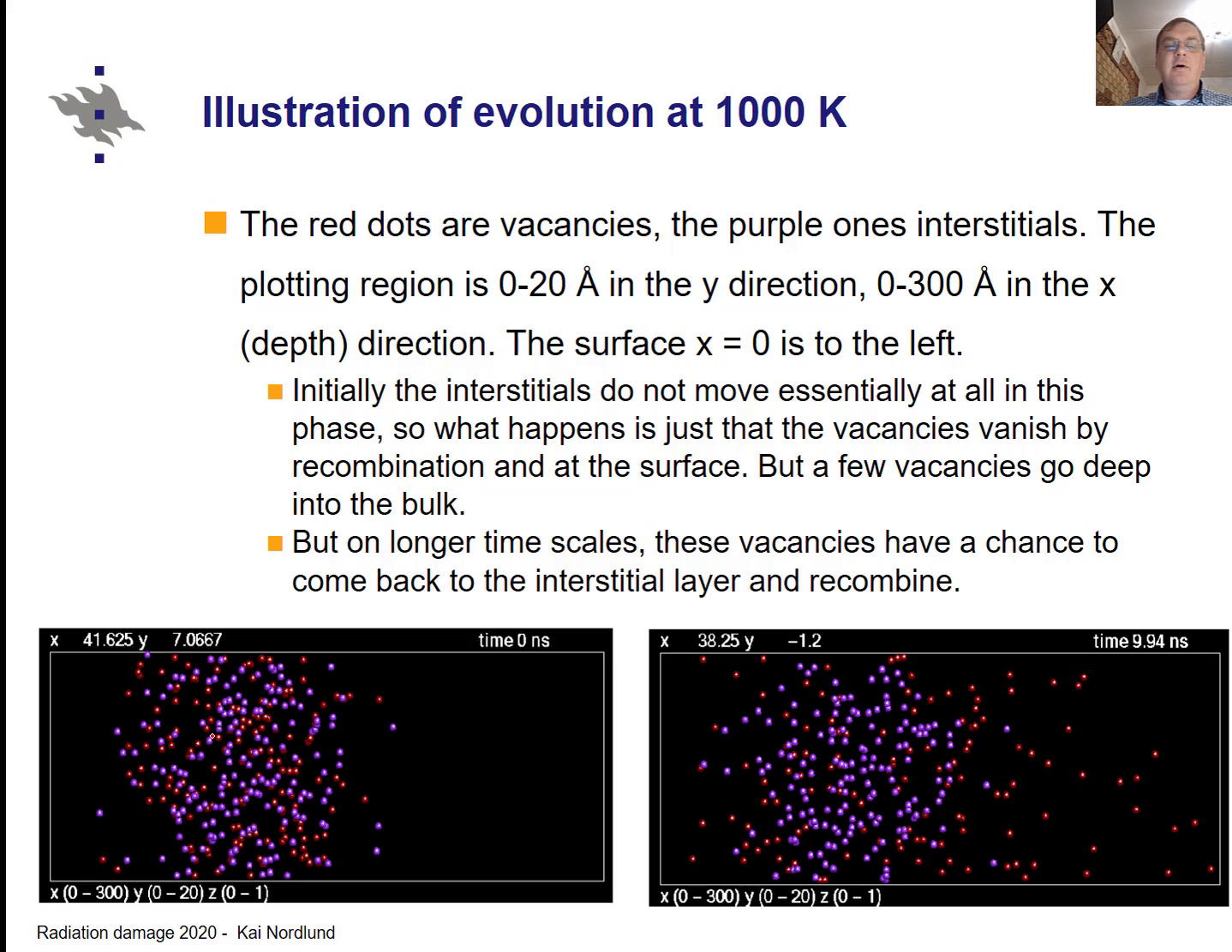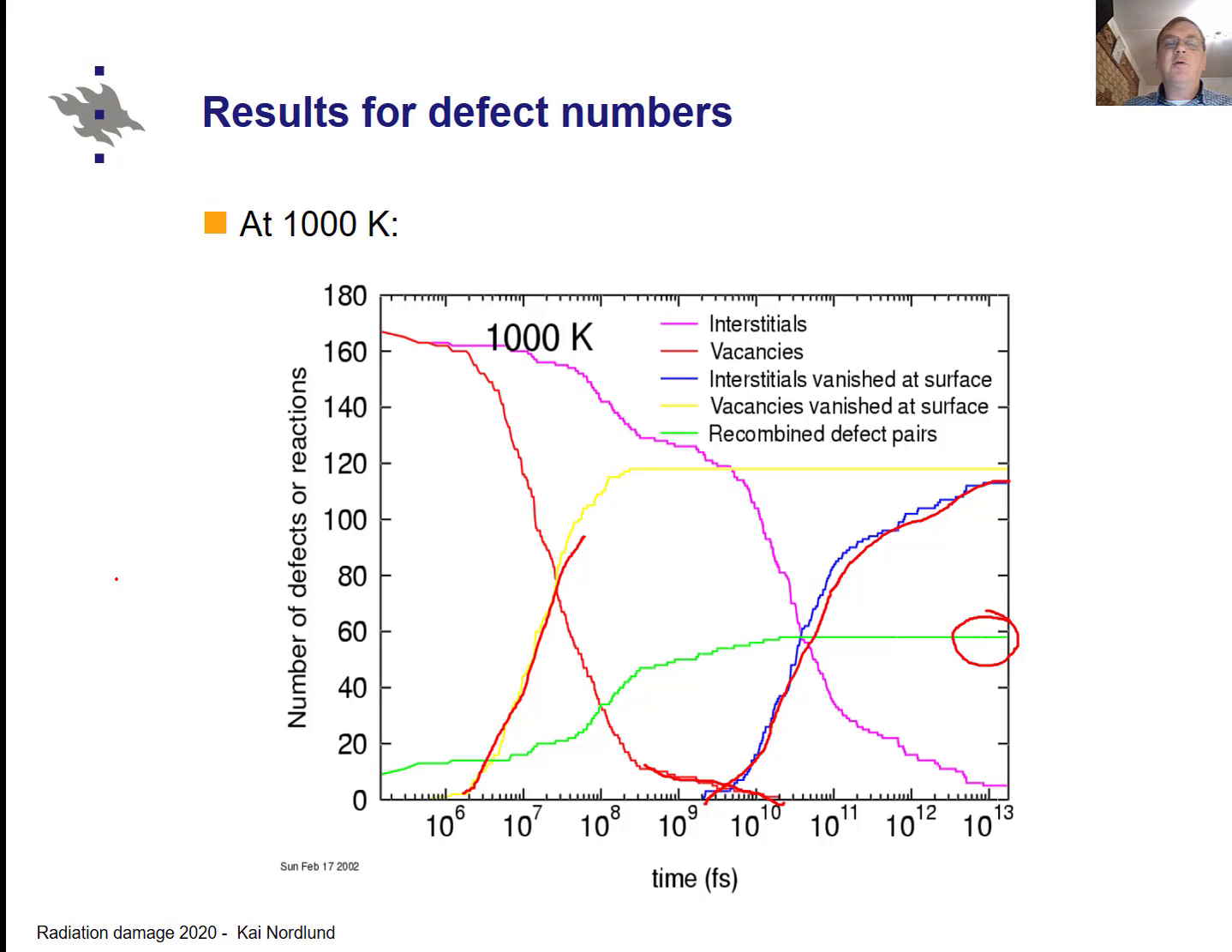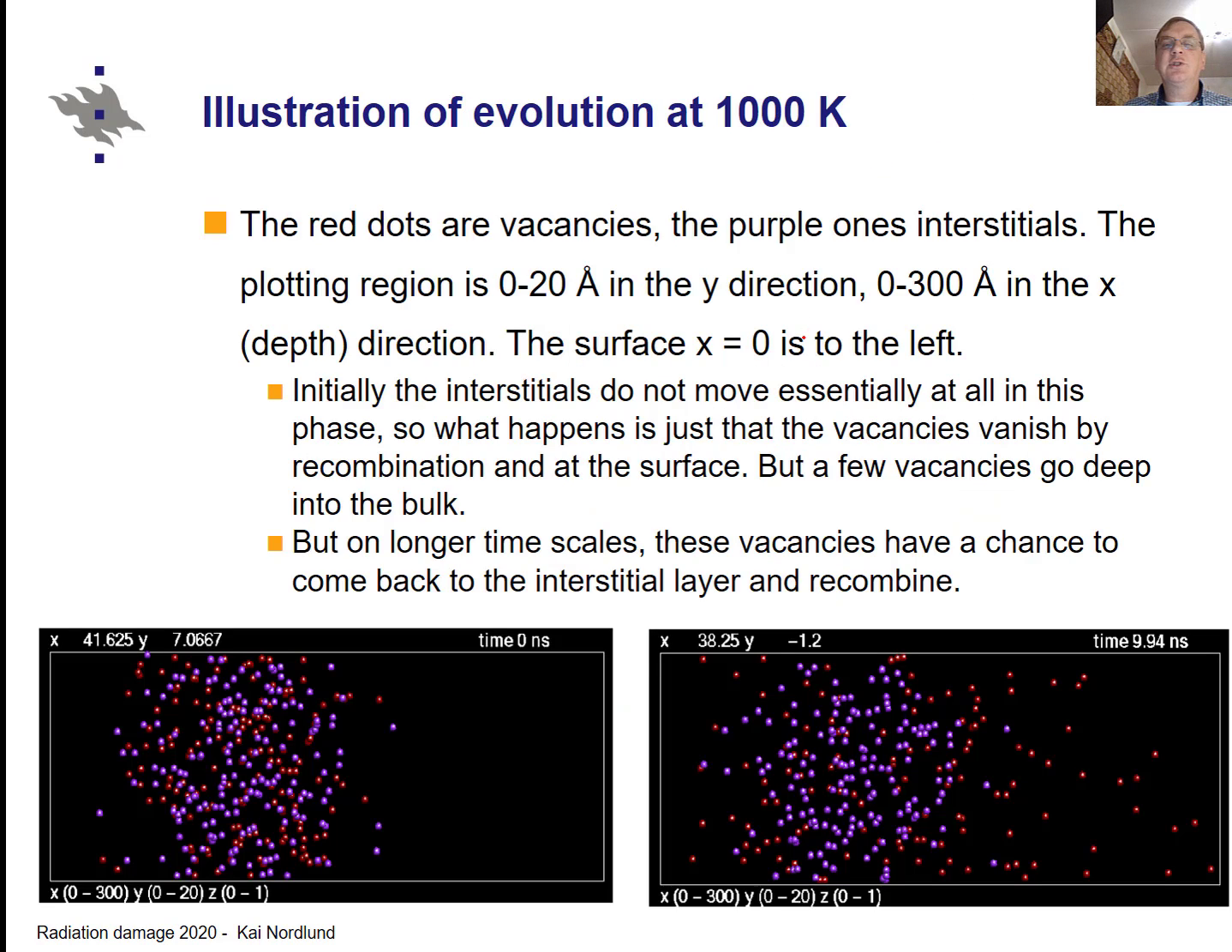And these points here illustrate what it looks like from the simulation. Note that the number of defects was relatively small, only about 170 defects in this small simulation cell. We had a 2 nanometer cell in the y direction and 30 nanometers in the depth direction, and the surface is to the left. Also in this case, we had a simplified z coordinate, with only 1 angstrom depth in the z coordinate. You see that initially the purple ones are interstitials.